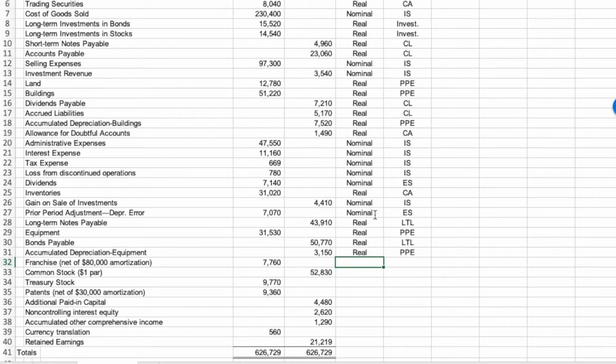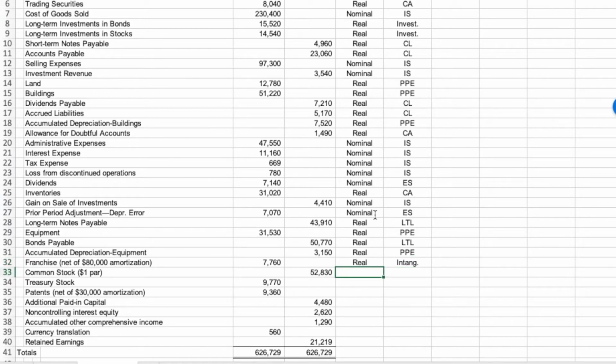A franchise, this is actually an intangible asset. Here we are reporting it net, or at least it's in the trial balance net of amortization. So it is a real account. We're going to put this in a separate category of intangibles on our balance sheet.